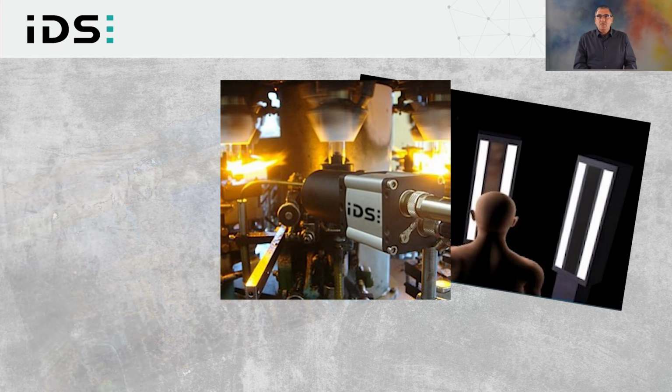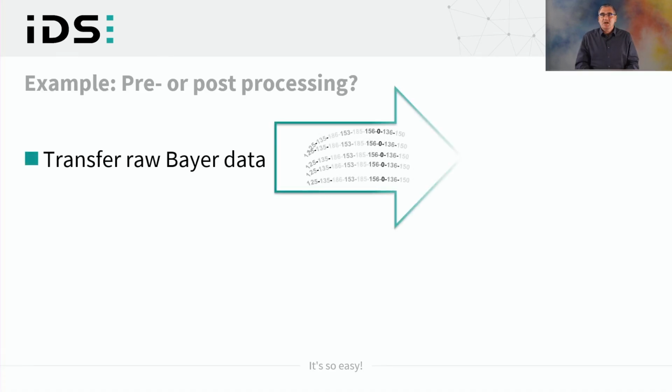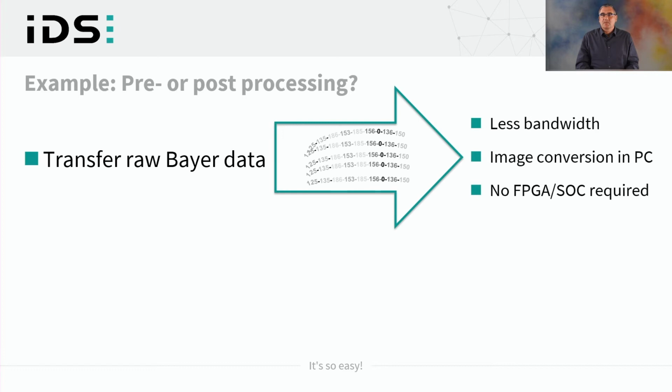As an example of image processing, as an example for pre-processing, we have a look at the color or Bayer conversion of images. What is the impact of transferring raw Bayer data? Less bandwidth. We just have the pixel values. It's the same amount of data as monochrome cameras. Less bandwidth helps to engage multi-camera operation. Image conversion in PC, no FPGA or SoC required. So the camera stays cool.